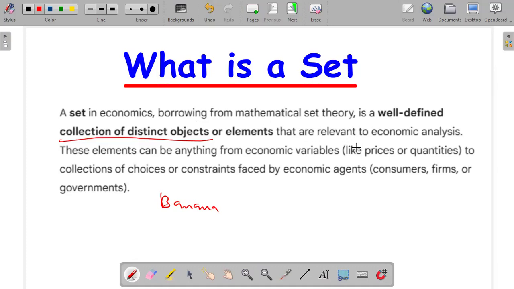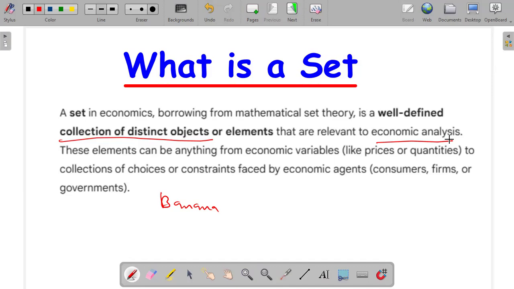And so this collection of objects or elements allows us to have a relevant economic analysis. So these elements can be anything. In terms of economics, they can be economic variables, like prices or quantities, to collections of choices or constraints faced by what? Economic agents. So those are things such as consumers, firms, or governments.